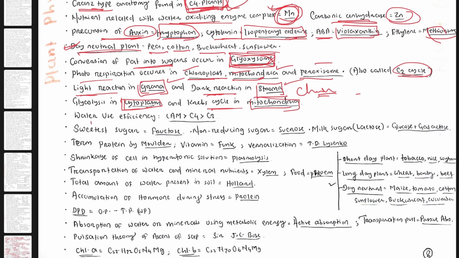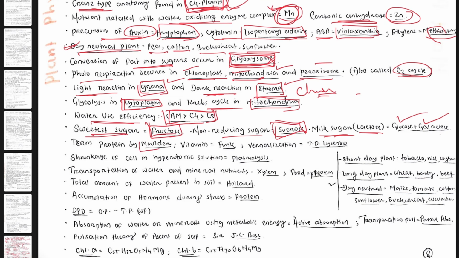Water use efficiency is highest in CAM plants, followed by C4 crops, followed by C3 crops, right? Which one is the sweetest sugar? That is fructose. Fructose is the sweetest sugar. Which one is the non-reducing sugar? That is sucrose. It is a non-reducing sugar. Milk sugar is also known as lactose, which is a combination of glucose and galactose.